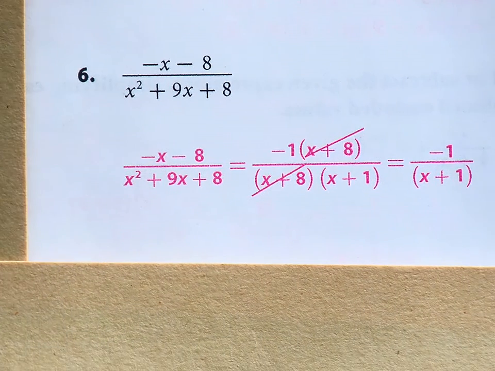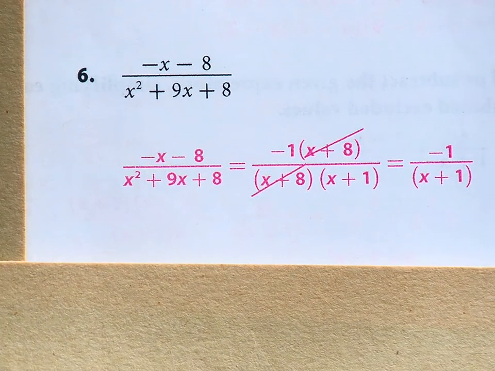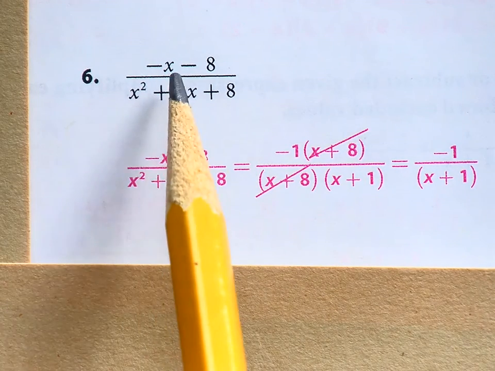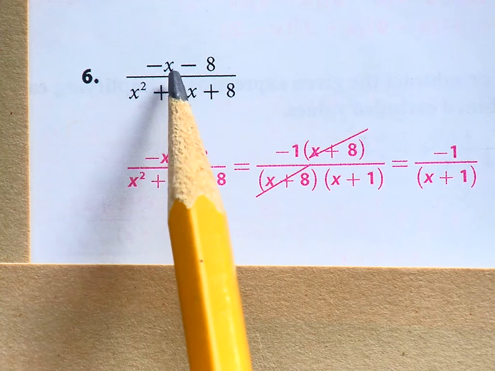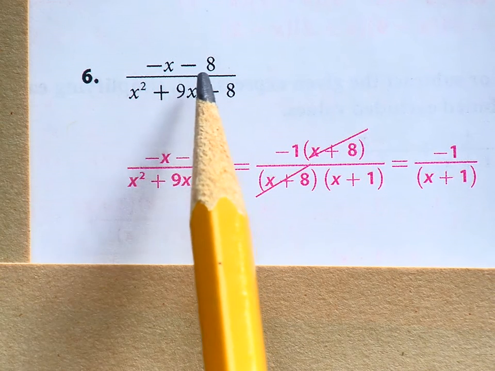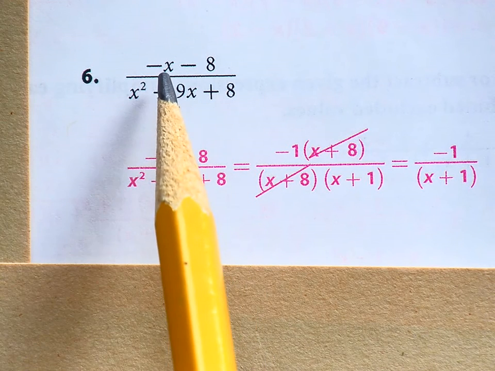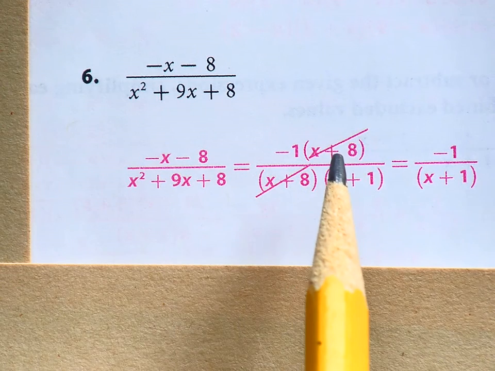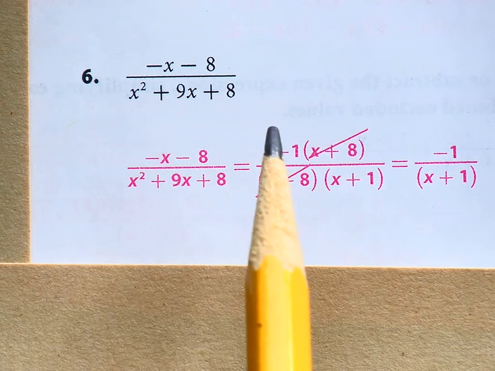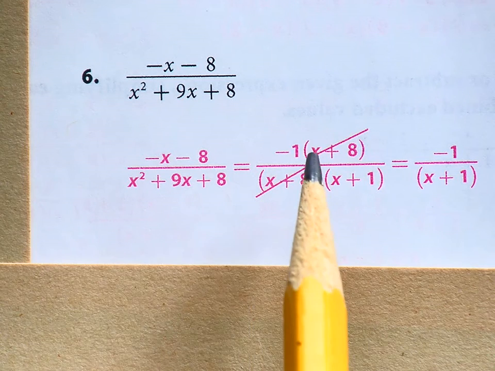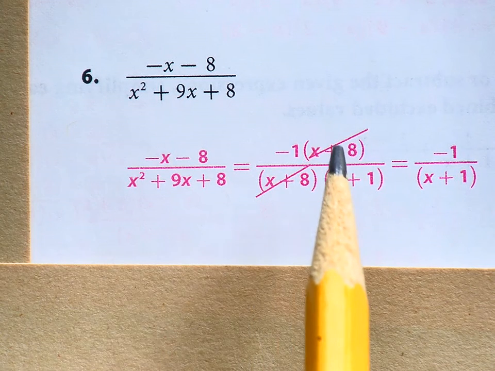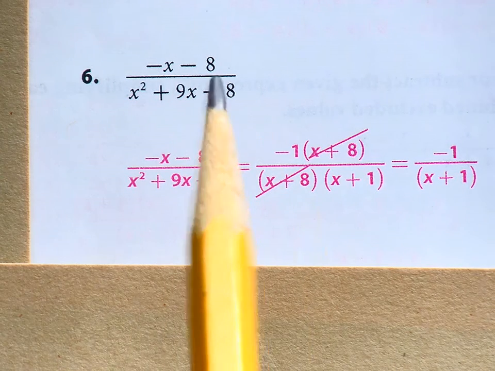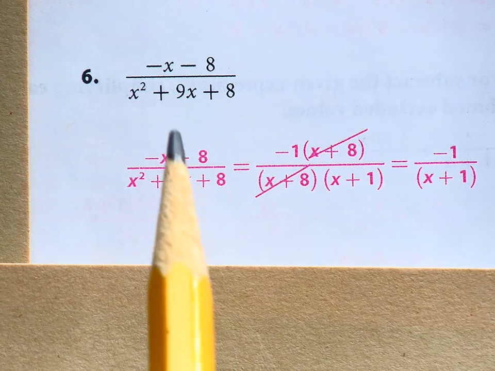Okay. So let's look at number 6, with our even numbers. So here we're supposed to simplify. So we say, okay, in my numerator I can factor out a negative 1. So that makes my x positive and my 8 positive, because if I was to redistribute the negative 1 back through, I would again get back to this original numerator. So that gives me a positive down here.